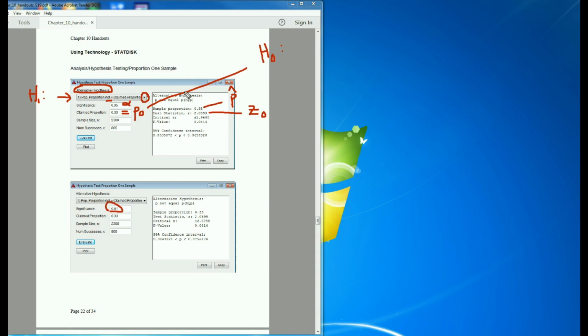So this was the problem the first way we did it, with alpha of 0.05. We calculated this test statistic, we looked up these critical values, and we calculated this p-value. The only thing different here was that when we changed to 0.01, our critical values changed.